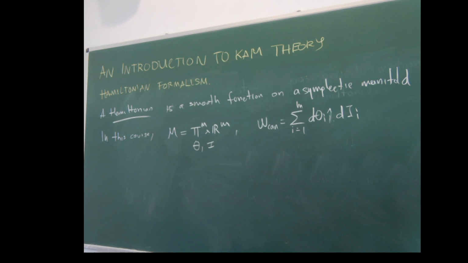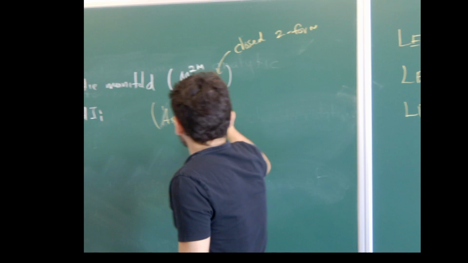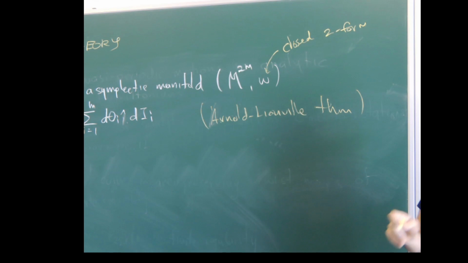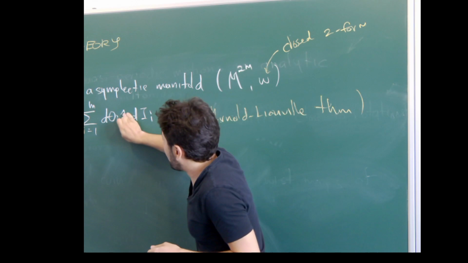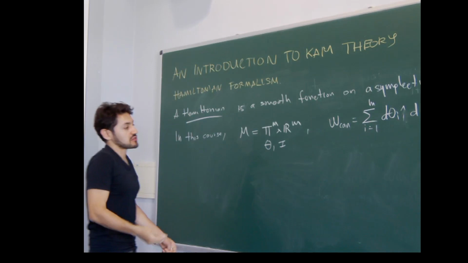This is a consequence of the Arnold-Liouville theorem, but I'm not going to enter into the details of this. So if you are interested, you can see how sometimes one can reduce to this setting. But since we are just trying to get an idea of what's going to happen, we'll focus only on here. So usually these are called action-angle coordinates. So this is an angle. This is the action.